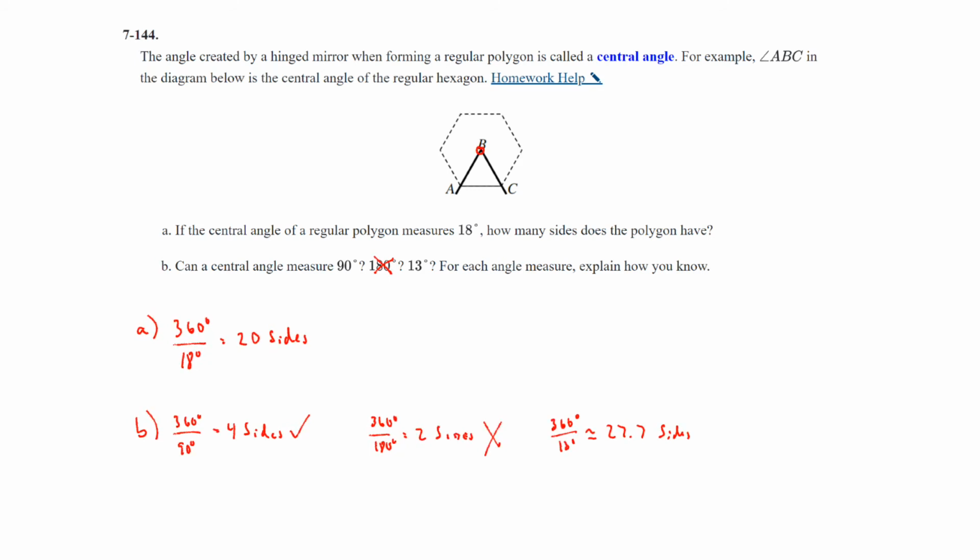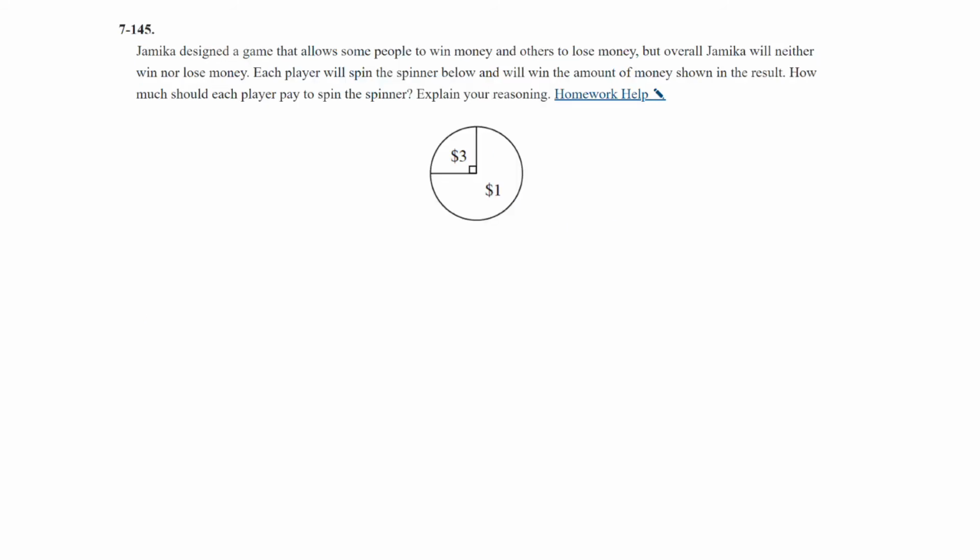You're not going to have 27 point something sides, so therefore 13 degrees does not work. So the only one that works on this one is 90 degrees, and that gives you a total of 4 sides for that one. So this one doesn't work also.